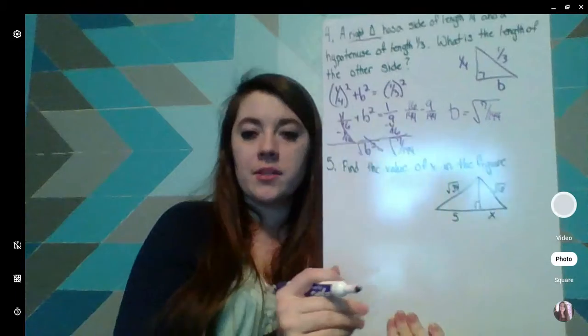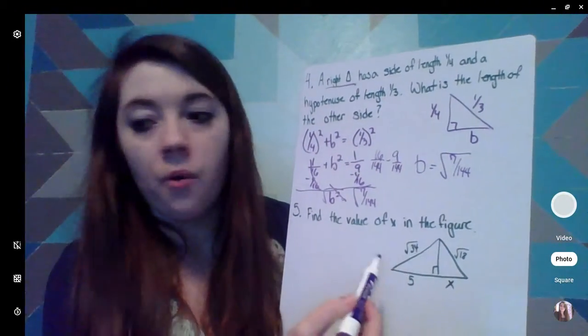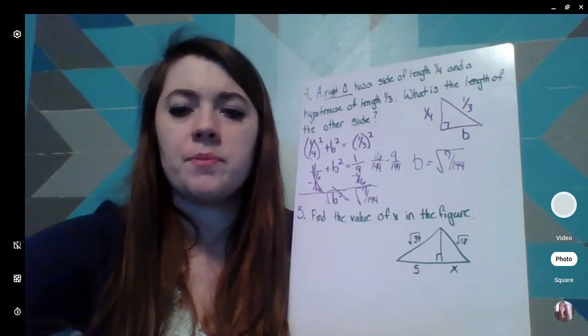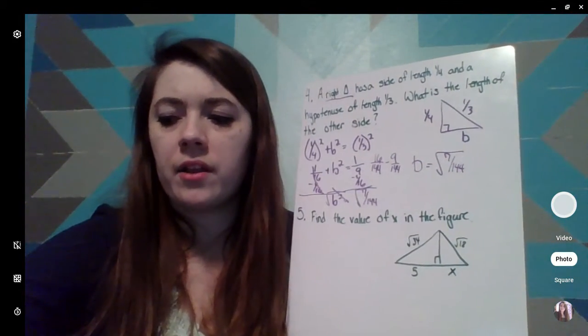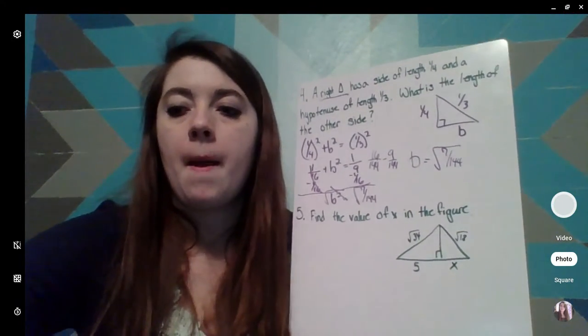All right, and our last question here. Find the value of x in the figure. So in this figure, we have kind of a lot of things going on, obviously. We've got multiple sides. We've got the right angle in there. We've got all sorts of things happening. Sorry, let me turn the page.